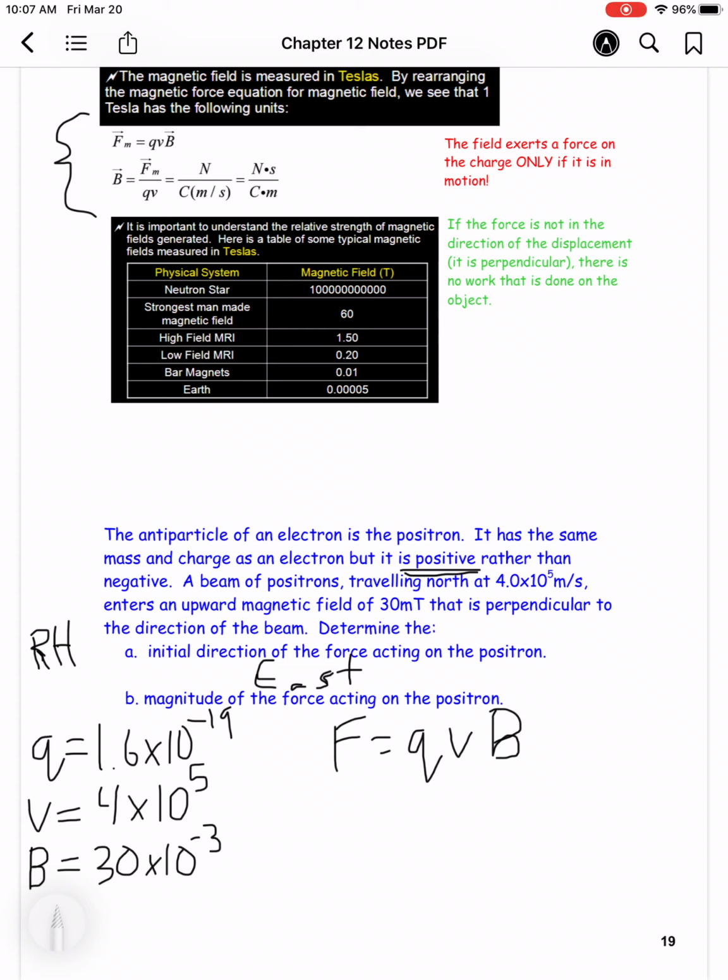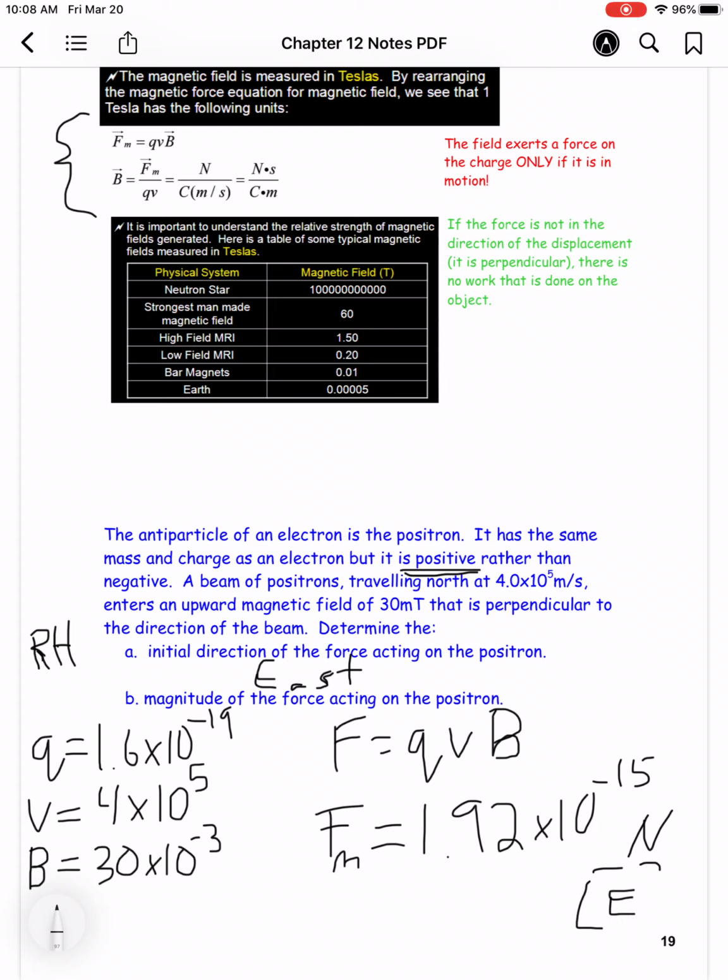We go ahead and punch that onto the calculator. Again, it's this magnetic force. You're going to type in 1.6 to the negative 19 times 4 to the 5 times 30 to the negative 3, and you're going to get the number 1.92 times 10 to the negative 15. That is going to be measured in newtons, and the direction, of course, we already figured out is to the east in this case. So you have 1.92 times 10 to the negative 15 newtons, and that's the way it works.